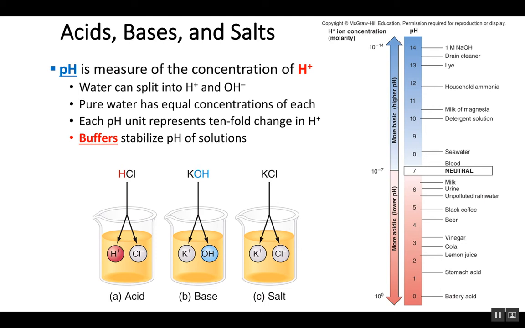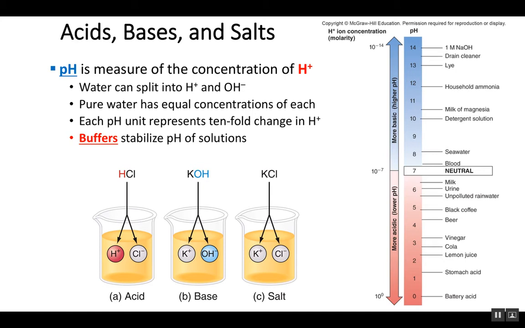Okay, let's look at acids, bases, and salts. First of all, we've probably heard of acids and bases and pH. And I want to make sure we understand exactly what an acid is compared to a base, as well as a salt. And understand a little more about the measure of acidity, which is called pH.